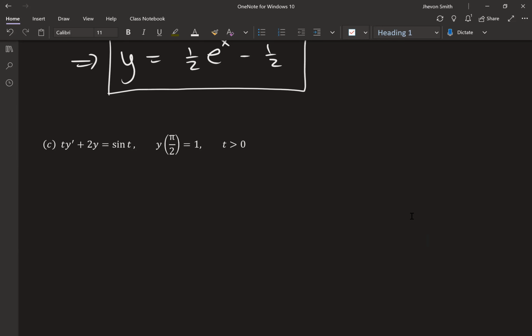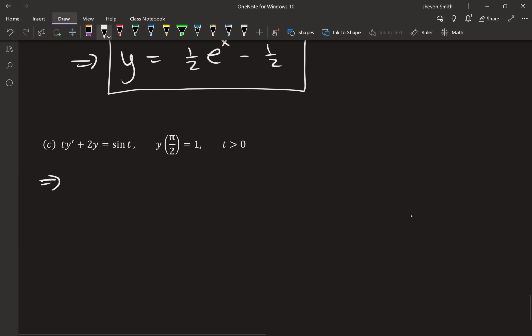Now this one is not separable. So in case you were thinking that, oh, maybe Jhevon's trying to trick me again, give me another separable. This one is not separable. Okay, so we have divide through by t, yes? So this gives us y prime plus 2 over t y equals sine t over t. Why? Because this puts it in standard form.